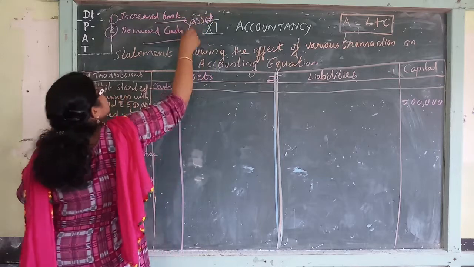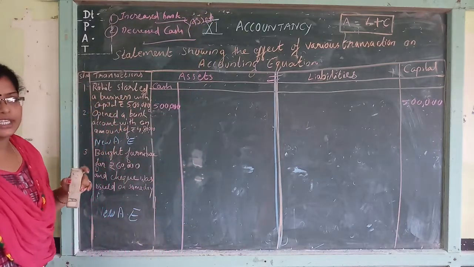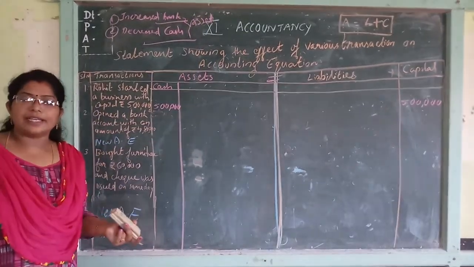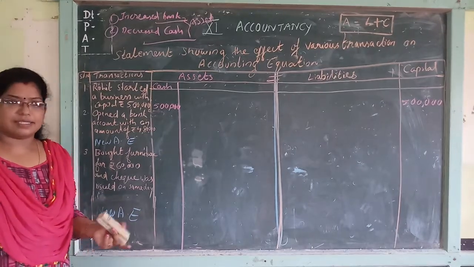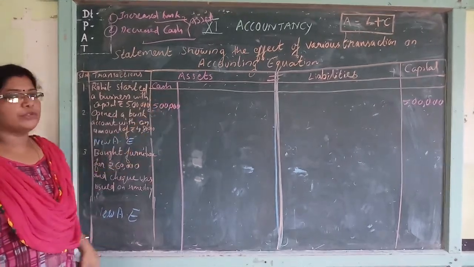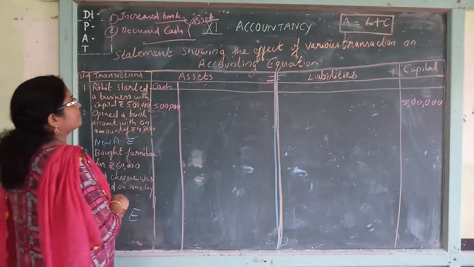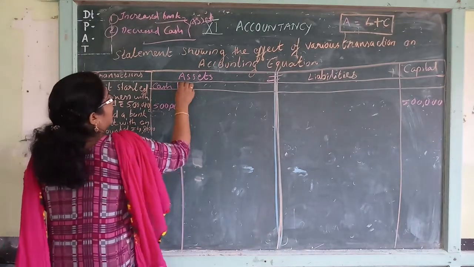Cash at bank and cash in hand, both are assets. Both are current assets. So definitely we have to create another column, that is bank.